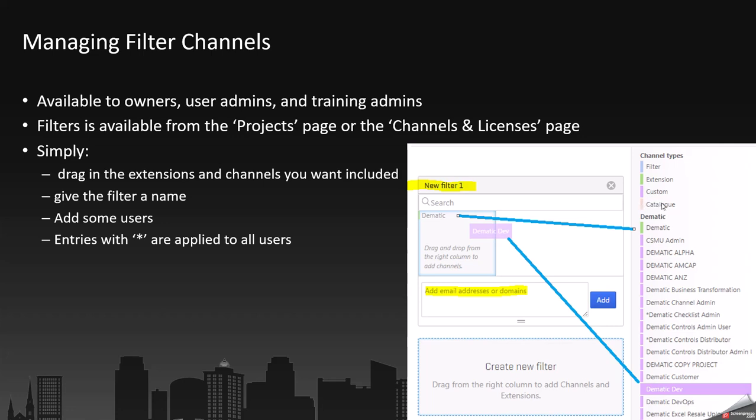The catalog ones we talked about earlier are in the list if I scroll way down. And you can even include other filter channels in here. So yeah, you drag all those in there, give it a nice name, and then you can add email here for the users you want to be in that filter.